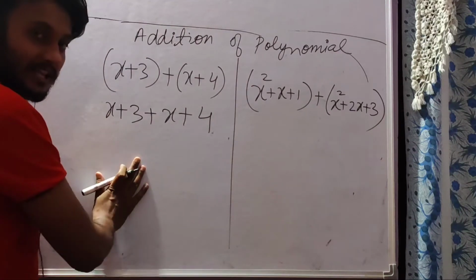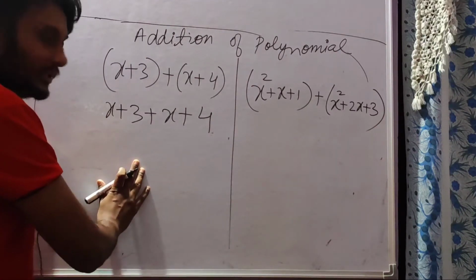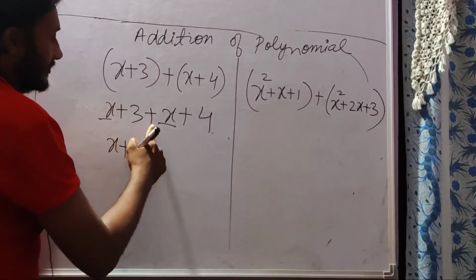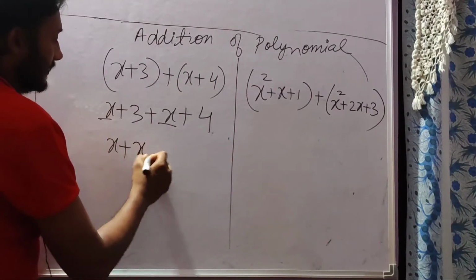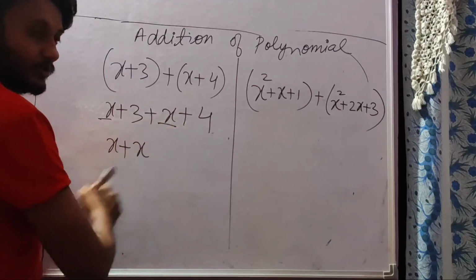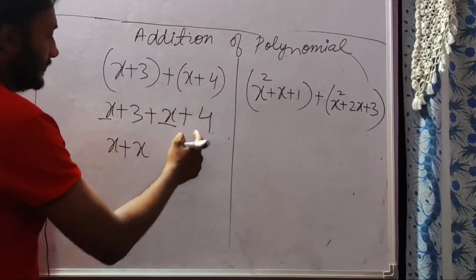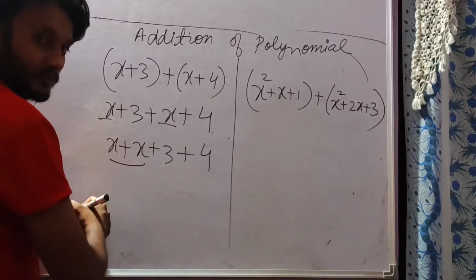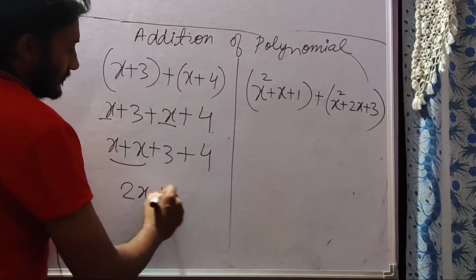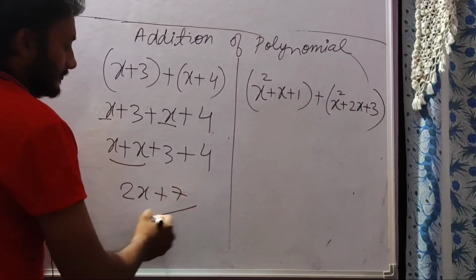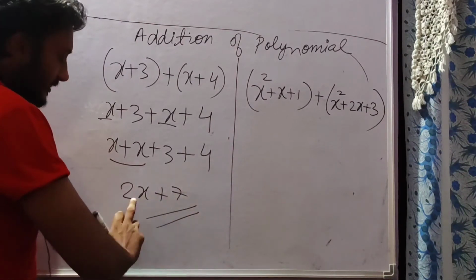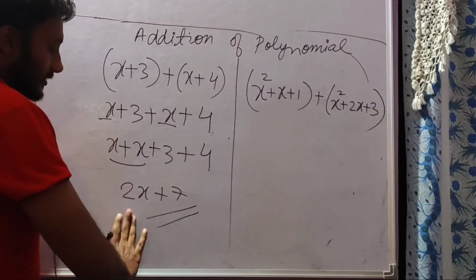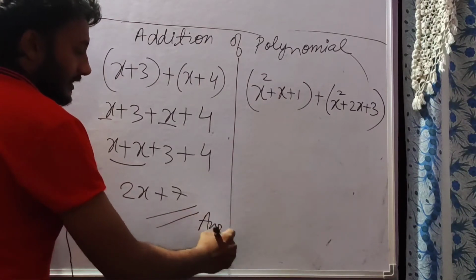Second step, arrange the like terms. Like terms means the similar terms. x and x both are similar, we will write together. Which operation is that? Plus. So x plus x. What is left? 3 and 4 both are numbers, they are also like terms. Plus 3 plus 4. x plus x is 2x, 3 plus 4 is 7, and these two are unlike terms. ये x वाला टर्म है, ये कांस्टेंट वाला टर्म है, तो ये दोनों आपस में प्लस होंगे नहीं. This is the final answer.